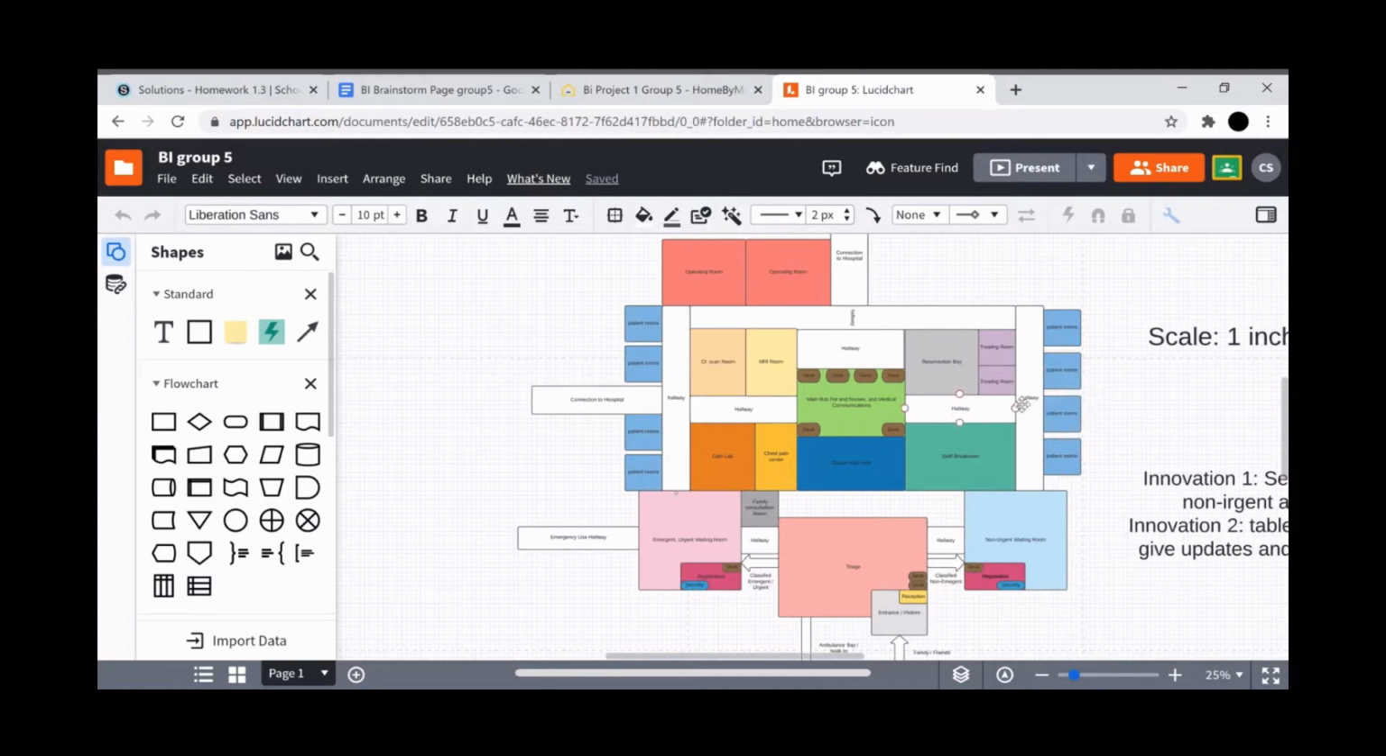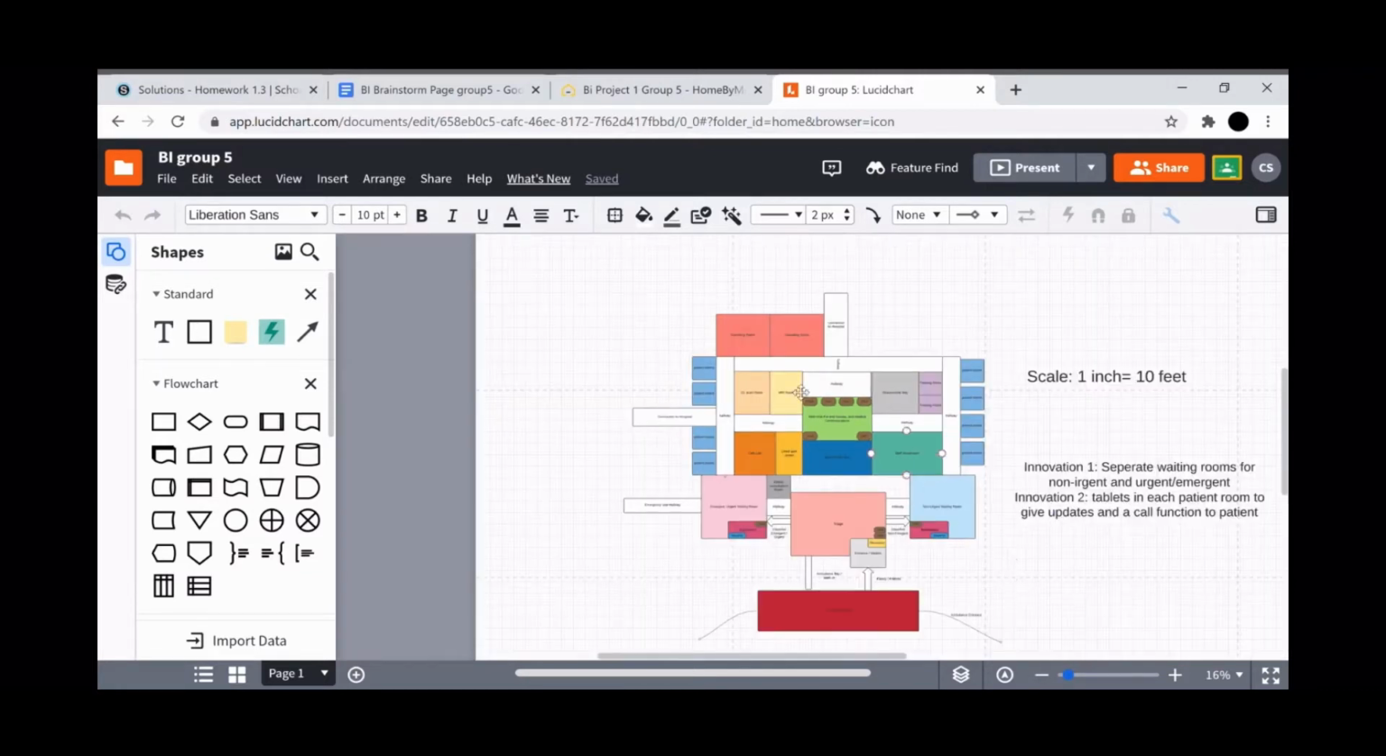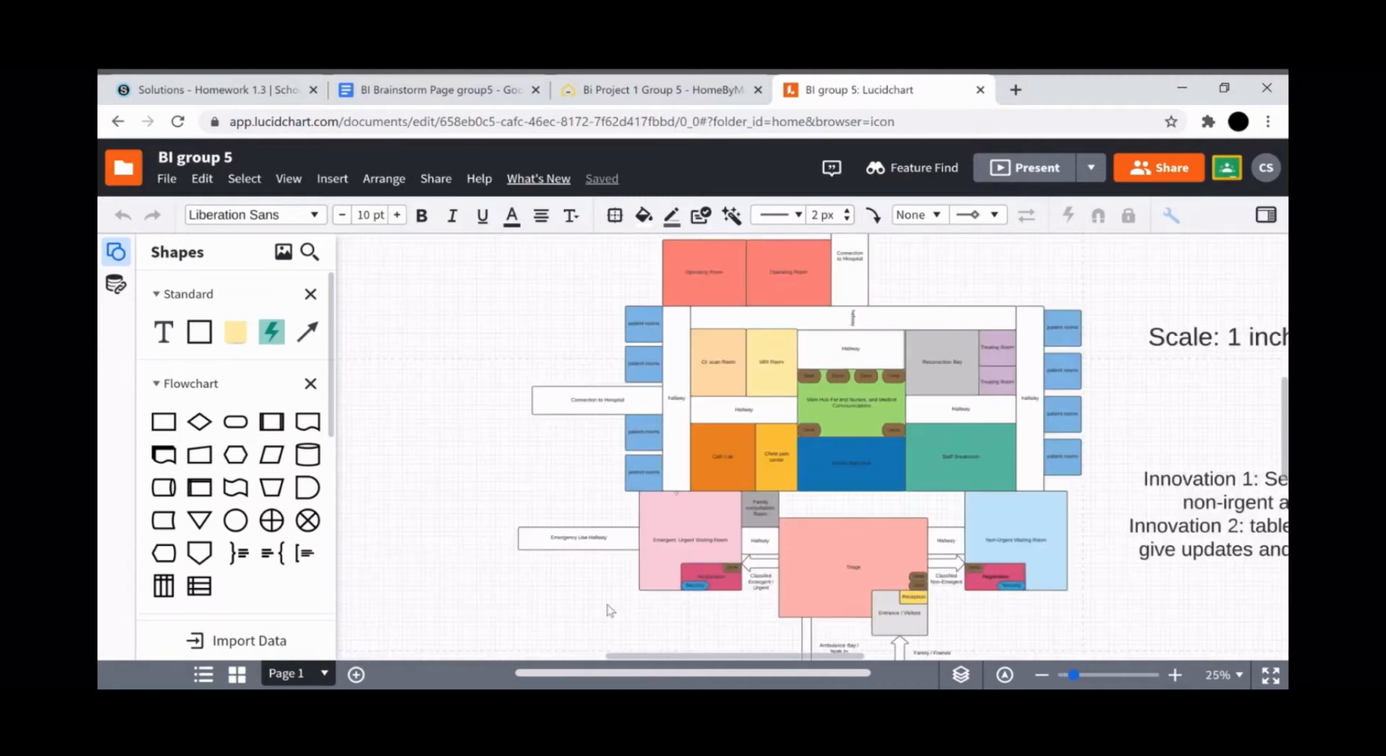And in the middle, we have the main hub for nurses and medical communications, with a doctor main hub, where they do all their work. And then we have a staff break room near that, in the middle, connecting it all. And we have some desks. And we also have a family consultation room on the emergent and urgent side. If there's a passing of a loved one, it's there.